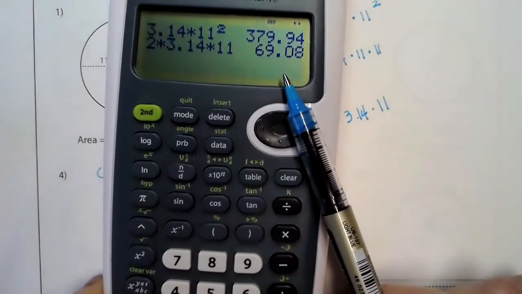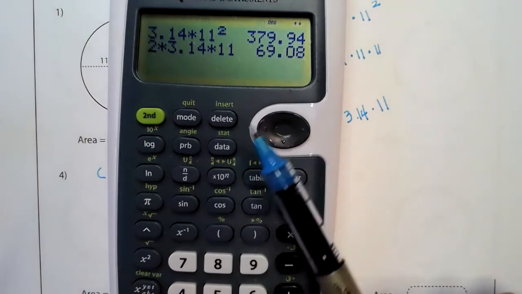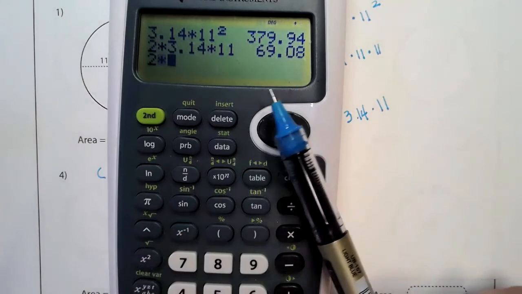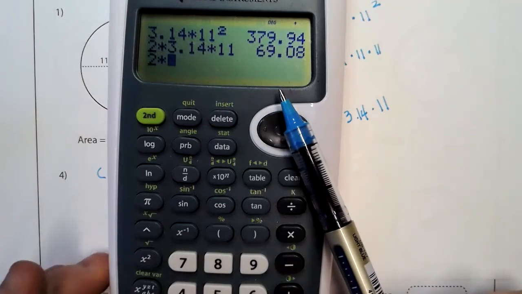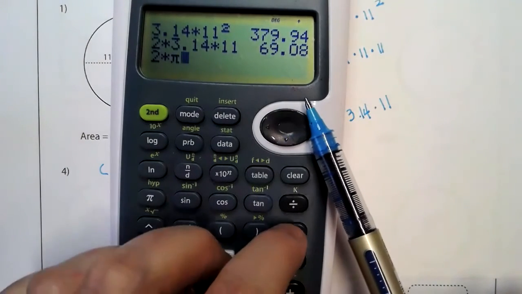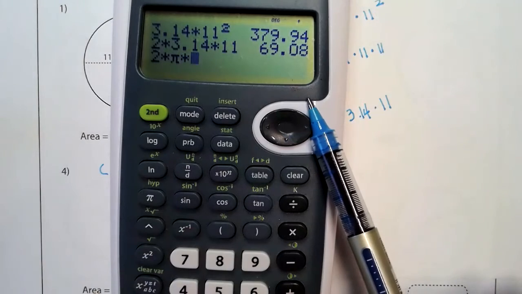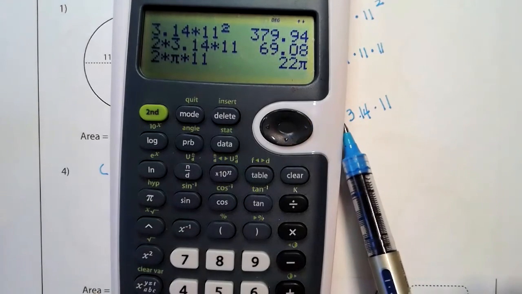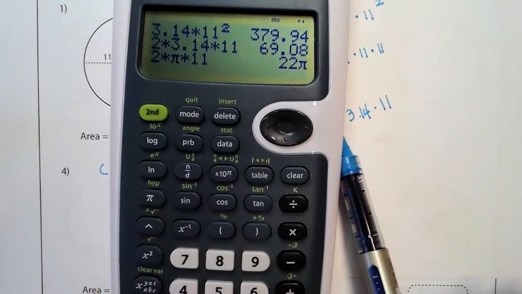We got 69.08. Let's see what happens when we do the same thing. 2 times, instead of hitting 3.14, I'm going to hit that key, pi times 11, 22 pi. And why did I do that? Because I just messed up my whole thing.